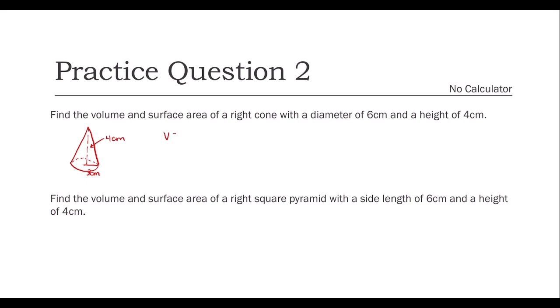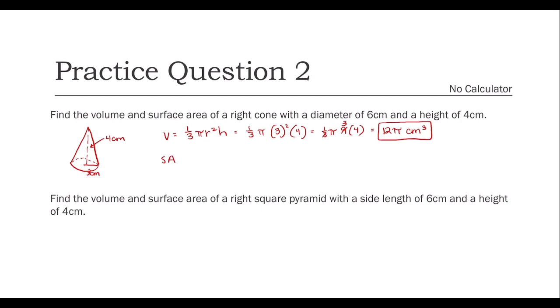So volume equals 1/3 pi r squared h. So that's 1/3 pi times 3 squared times 4, which is 1/3 pi times 9 times 4. The 9 and the 1/3 simplify to 3. So 3 times 4 is 12. So we have 12 pi centimeters cubed is our volume.